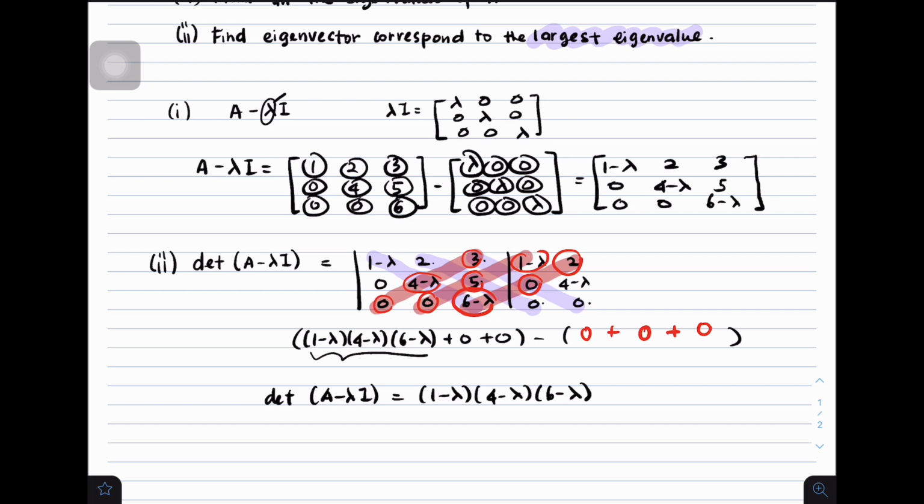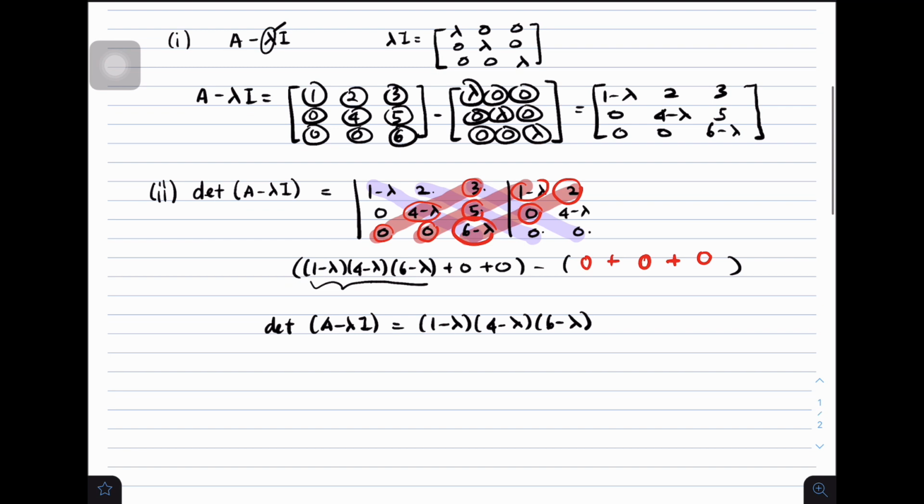Minus with 0 will give you the same thing. Okay, so next, to find the value of lambda, we need to let the determinant of A minus lambda I equal to 0. So now you have this one as determinant of A minus lambda I. So let's write it as (1 minus lambda)(4 minus lambda)(6 minus lambda) equal to 0.